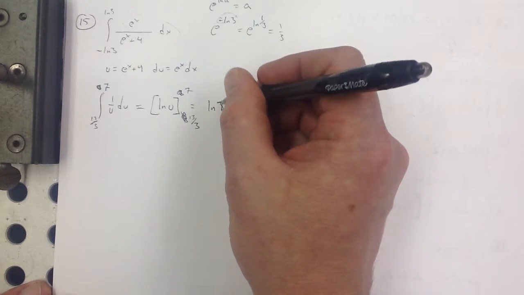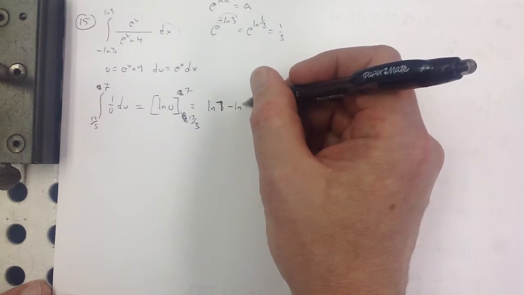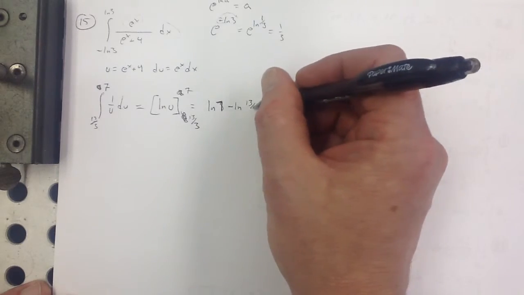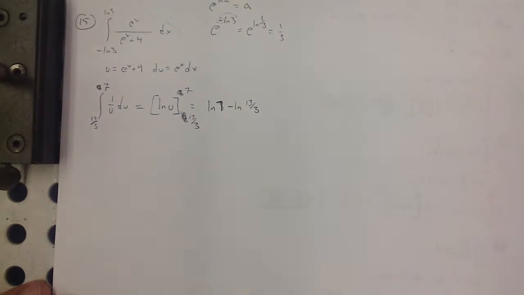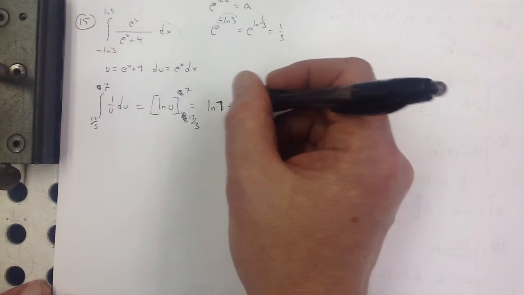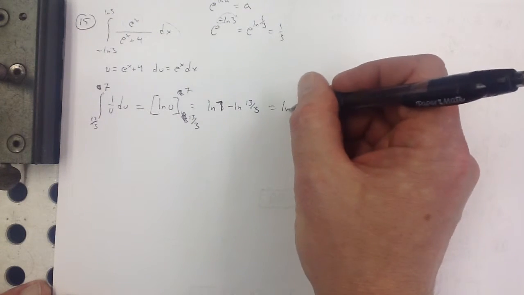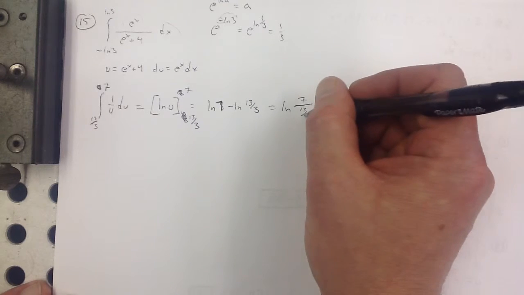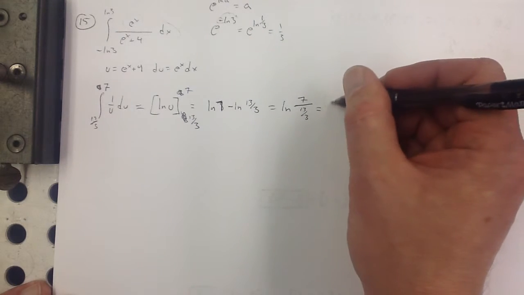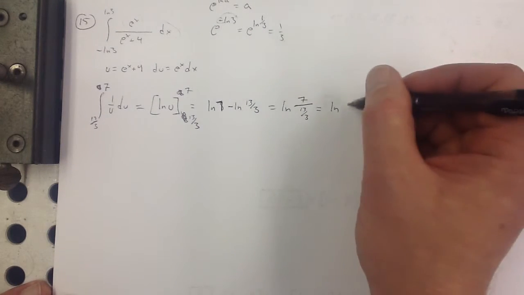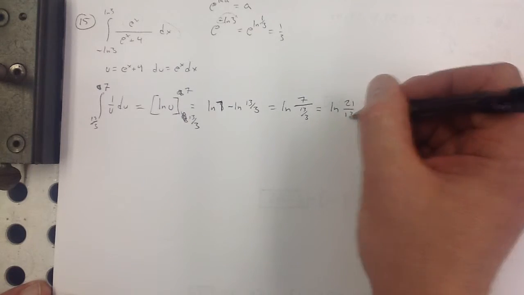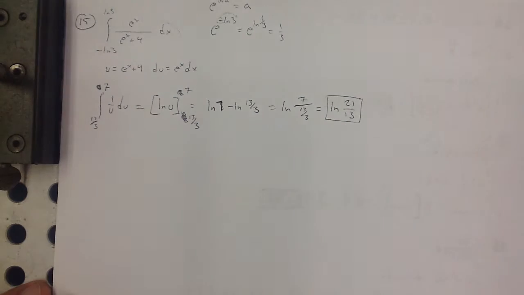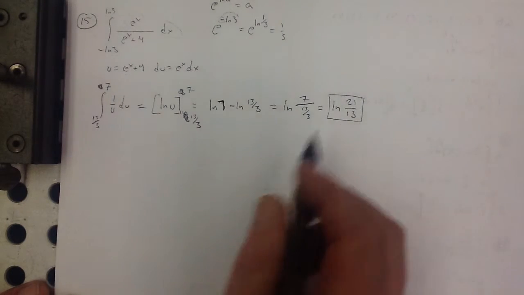So it's natural log 7 minus the natural log of 13/3. If you wanted to, this is subtraction, so that's the same as the natural log of 7 over 13/3, which is the natural log of, dividing by a fraction, same as multiplying by the reciprocal. So that would be the same as that. I bet they have that in the back.